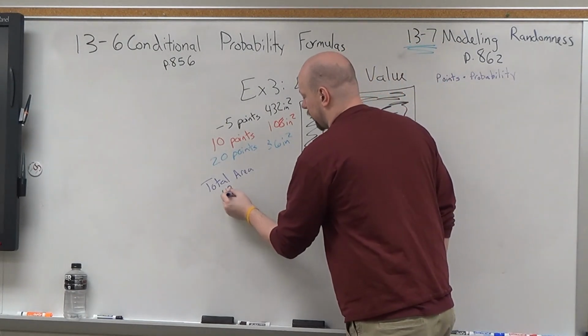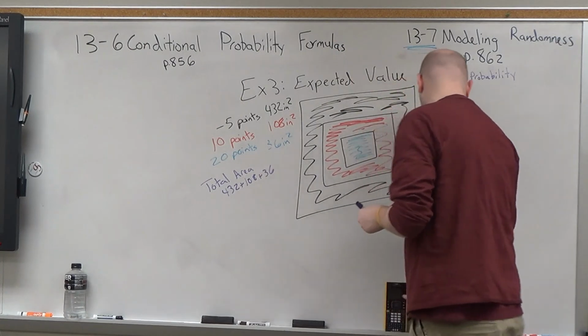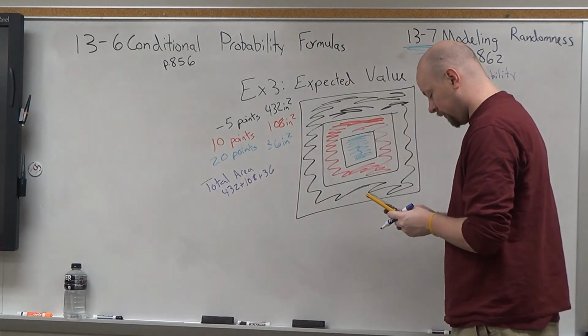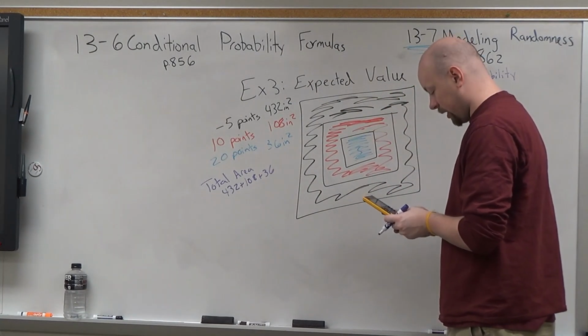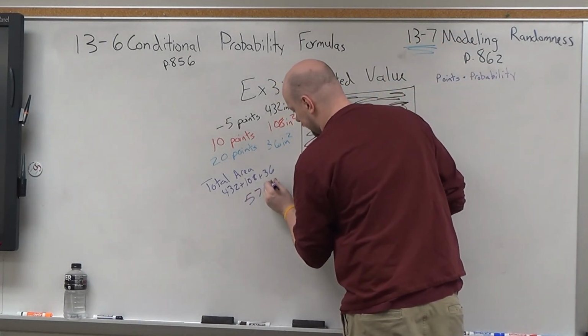So 432 plus 108 plus 36. We get 576 inches squared.